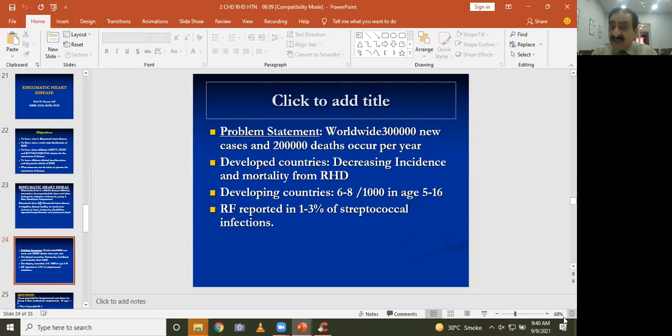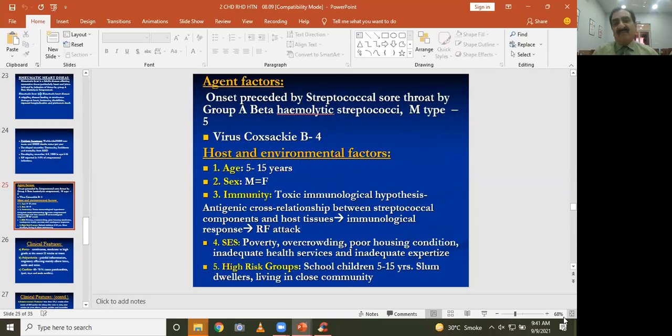As I have told you, the disease starts with a sore throat with beta hemolytic streptococci. But remember that only 1 to 3% of streptococcal infections may lead to the occurrence of rheumatic fever. So then we're discussing the factors implicated in the causation of the disease.